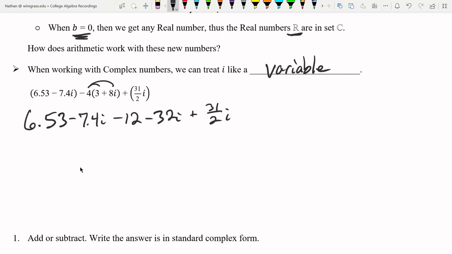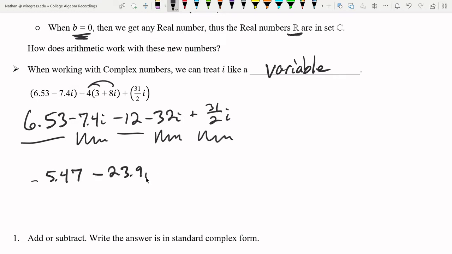And now I can see I have like terms here. I have a number and a number, and then I have an i term here and an i term here. I can combine all those like terms. So this first one is going to give me -5.47, and then doing minus 7.4 minus 32, then plus 31 over 2, that's going to give me -23.9i.